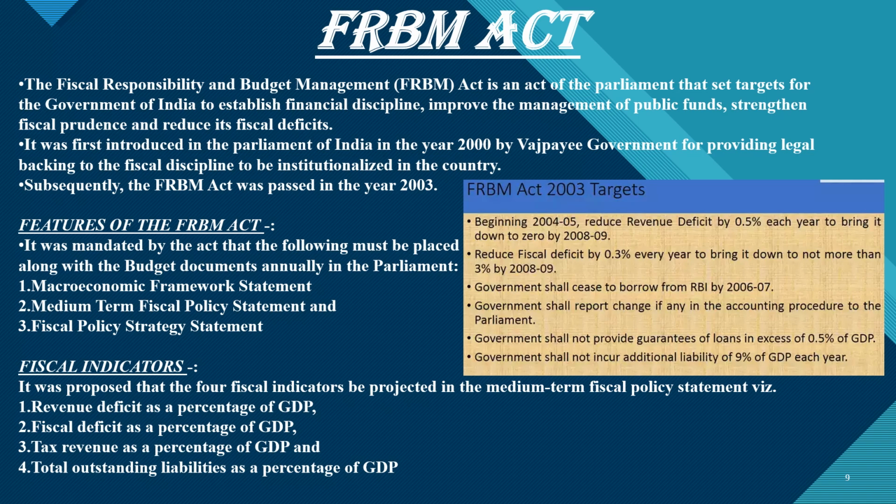In the picture you can see the targets of the FRBM Act 2003. You can just go through it: reduce the fiscal deficit by 0.3% every year, and bring it down to not more than 3% by 2008-2009, and the government shall cease to borrow from the RBI by 2006-7, and also the government shall report change, if any, in the accounting procedure to the parliament. Then the government shall not provide guarantees of loans in excess of 0.5% of GDP, and the government shall not incur additional liability of 9% of GDP each year.